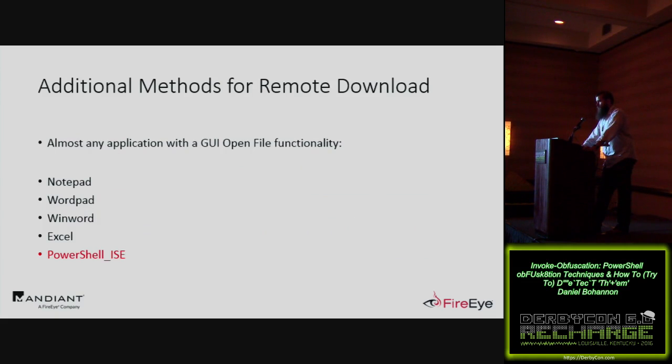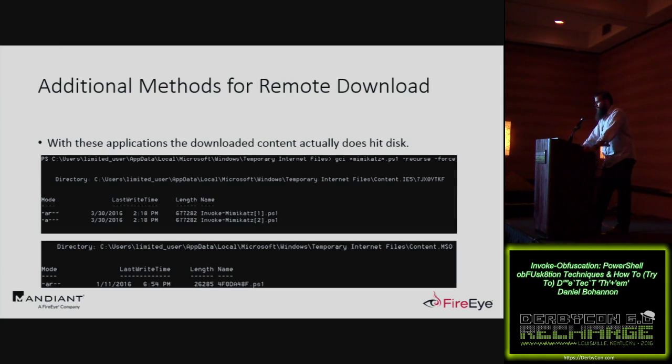So anything with an open file GUI, you can do this with. I have POCs for Notepad, WordPad, WinWord, Excel, PowerShell ISE. Not as clean as you may expect. ISE is funny because you can just pull the payload down, then send an F5 and it runs. However, as defenders, this actually does hit disk in temporary internet files.